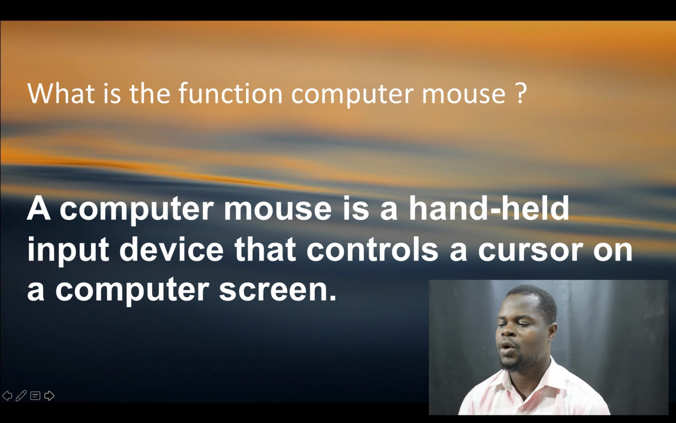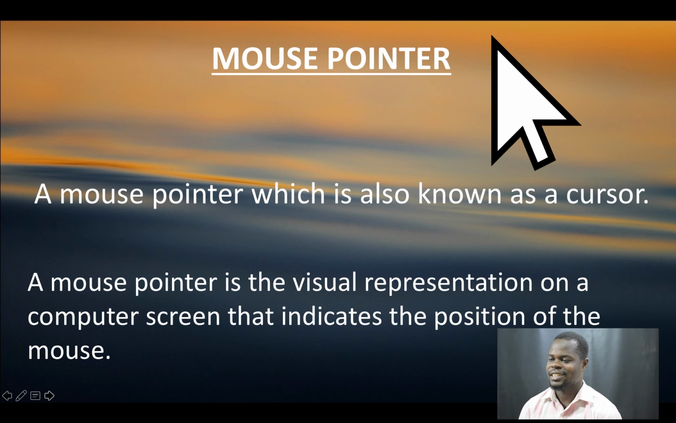We can say a computer mouse is a handheld device or input device that controls a cursor on a computer screen. Someone may also ask, what is the meaning of that cursor? What is a cursor? The person has not seen one before. So let's put one nice image of a cursor on the screen. Look here. Yes, this is a mouse pointer, a very nice arrow we can see on the screen. And this mouse pointer is what we also call a cursor.